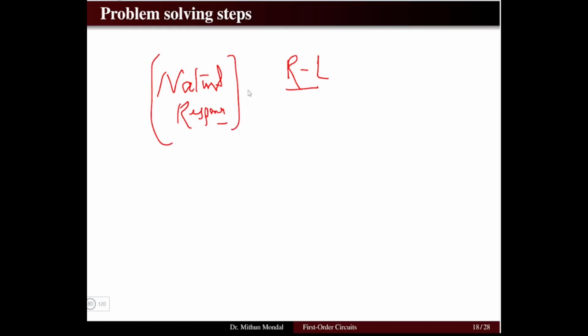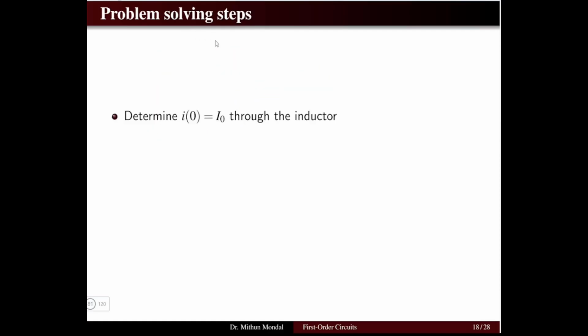Now when you are dealing with any question related to an RL circuit and you need to obtain the natural response of the circuit, then the problems will be solved using these particular steps. So what are the steps that you will be using? First, you need to determine the current I of 0, that is, the current at time t equal to 0, which is equal to I naught through the inductor. This is the first step.